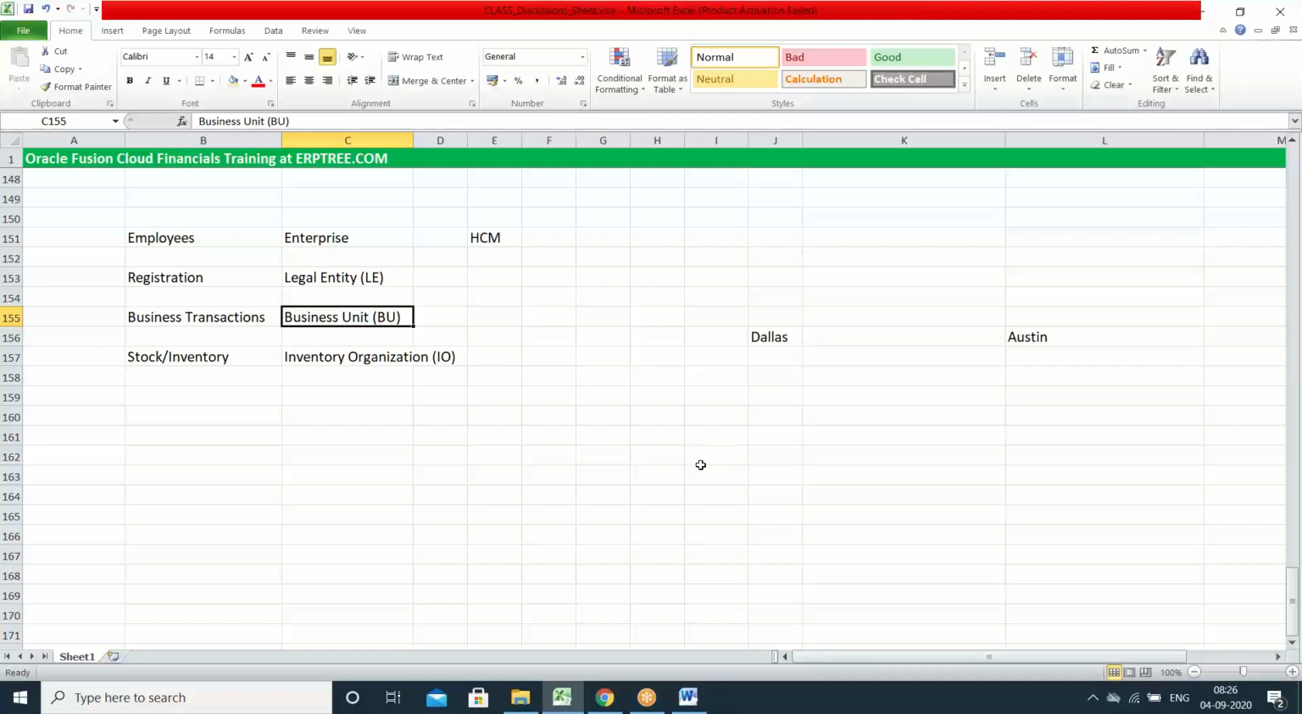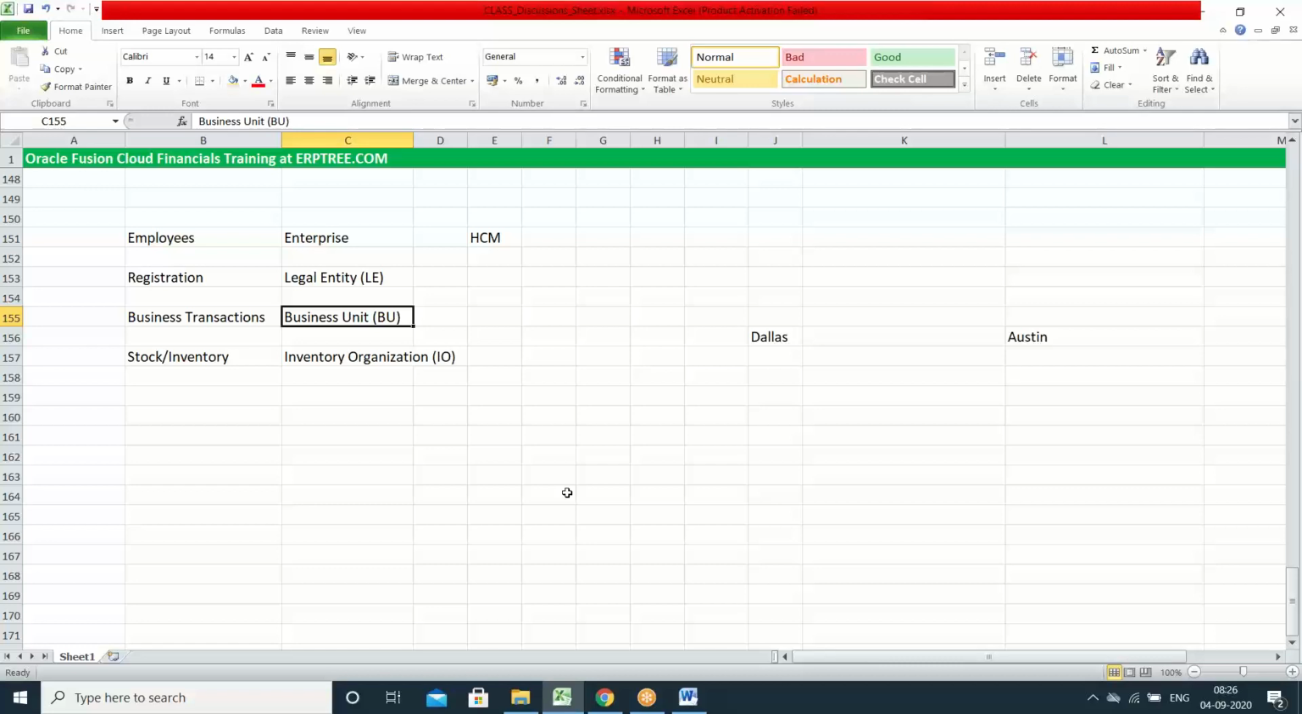And whatever expense you are spending in each and every branch, you can track separately with the business unit concept, and how much revenue you are generating branch wise, that also you can capture. And finally, reports also you will be able to generate branch wise.